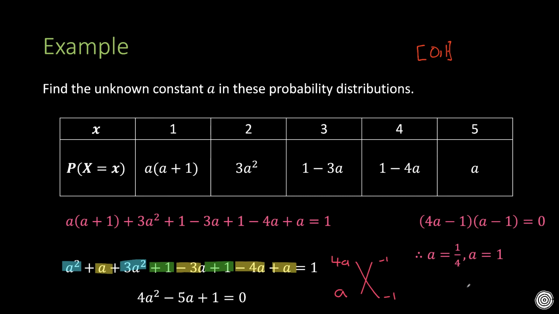Now let's try a equals to 1. If I sub that in, I get 2. Oh, already this is incorrect. I cannot have a probability of 2. So I'm not even going to bother to try the rest. And look, you can already see this one is 3, but I'm not going to bother to try the rest. It does not work, so therefore it's only a equals 1 quarter.